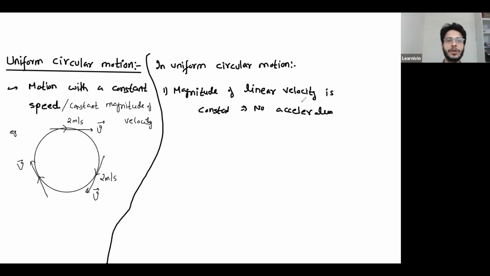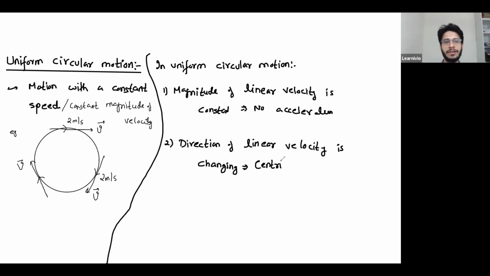So the first term, magnitude of linear velocity, is constant, no acceleration. What about direction of linear velocity? Is it constant or is it changing? It's changing. Direction of linear velocity is changing. That means you will have an acceleration, which is known as centripetal acceleration.